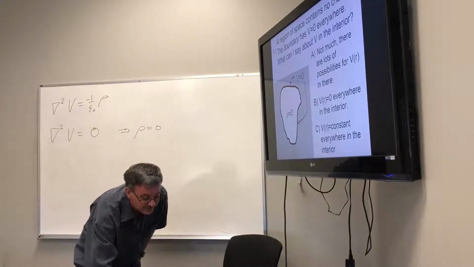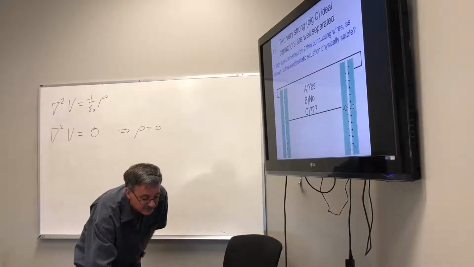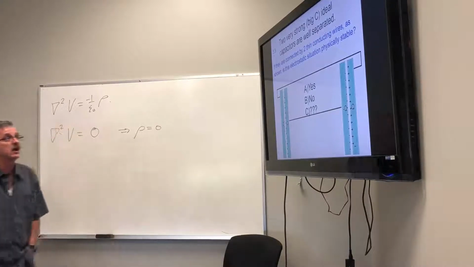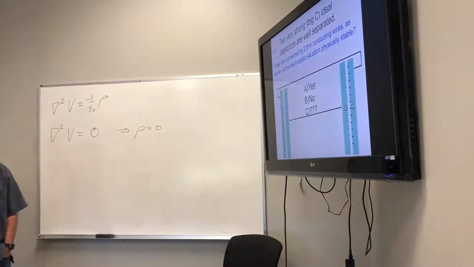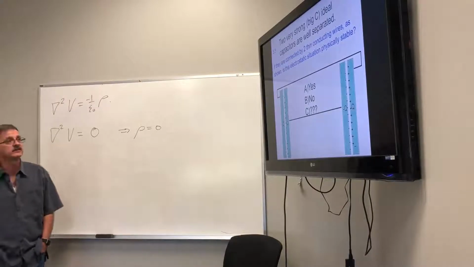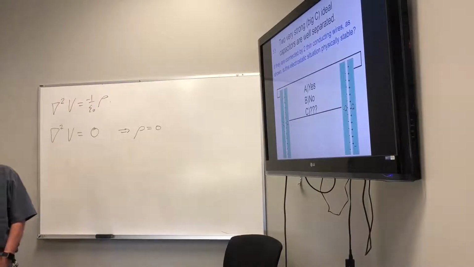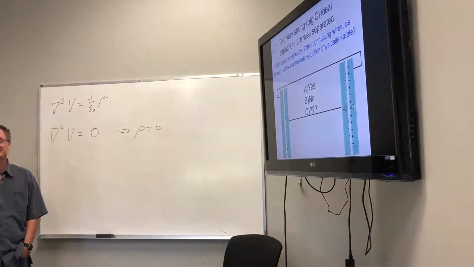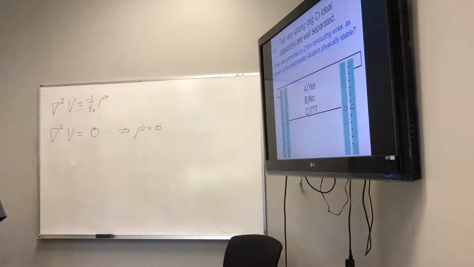All right. There we go. How about we try this question? All right, so I have two very strong, big capacitors. They're ideal capacitors that are well separated. And it says if they are connected by two thin conducting wires as shown, is this an electrostatic situation physically stable? Right, would this remain?